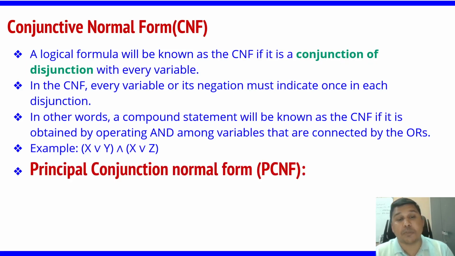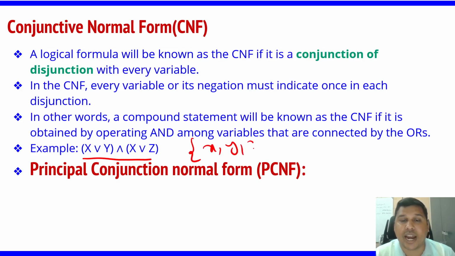Now, what is principal conjunctive normal form? We have seen CNF. It says that the connection should be using conjunction, and all the remaining statements should be with disjunction. But what is principal conjunctive normal form? If you observe this expression, we have three variables X, Y, and Z, right? But does every disjunctive term have X, Y, Z? No. Here, every disjunctive term in the brackets has only two variables.